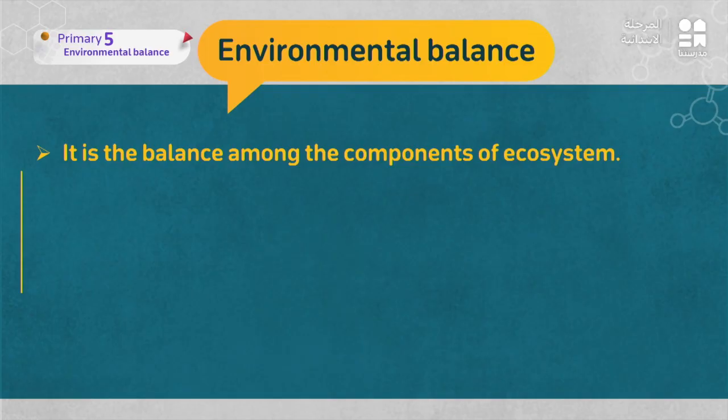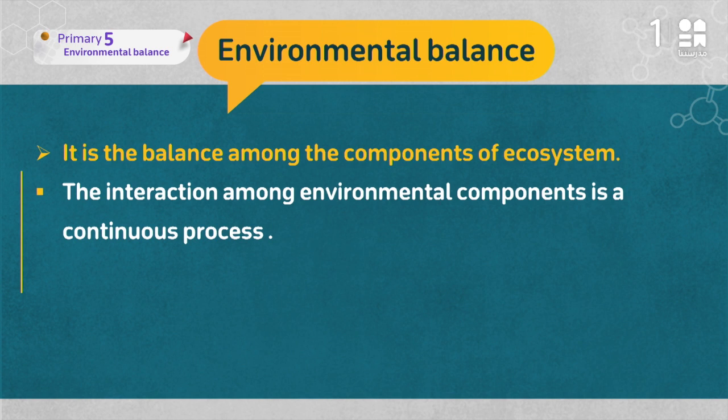طيب يعني ايه environmental balance أو يعني ايه balanced ecosystem؟ Environmental balance is the balance among the components of the ecosystem. لما كل components of the ecosystem يكون ما بينهم balance، يكونوا في حالة stable، ساعتها بنقول there is an environmental balance. طيب also the interaction among the components of the ecosystem is a continuous process.